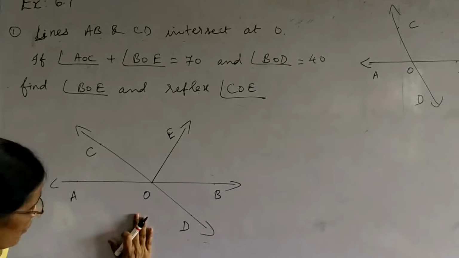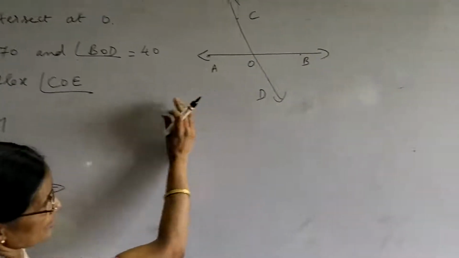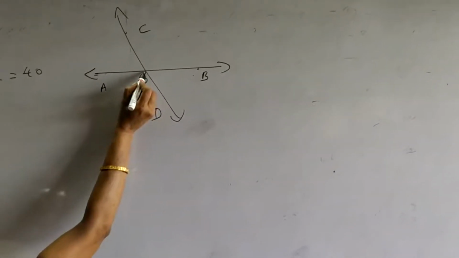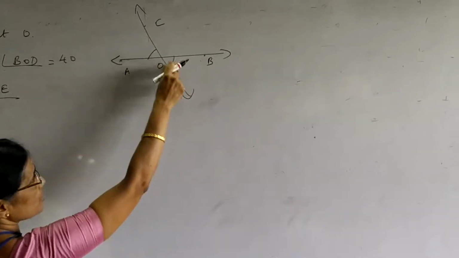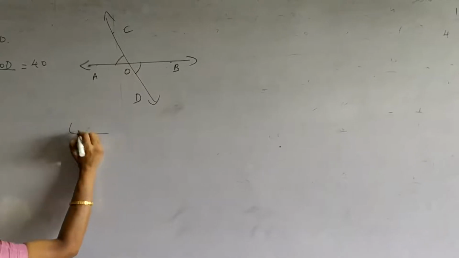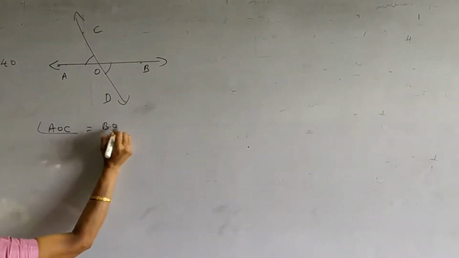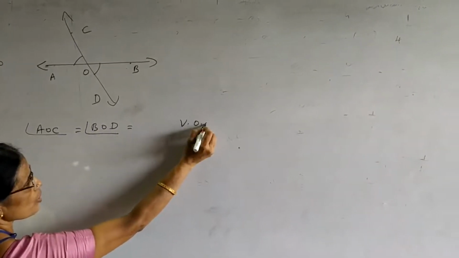From this main figure given in the question, I have separated only this part. We know line AB and line CD intersect at the point O. Therefore, can you understand what type of angles these two are? These two are vertically opposite angles. So, I write angle AOC equal to angle BOD. Why are they equal? They are vertically opposite angles.